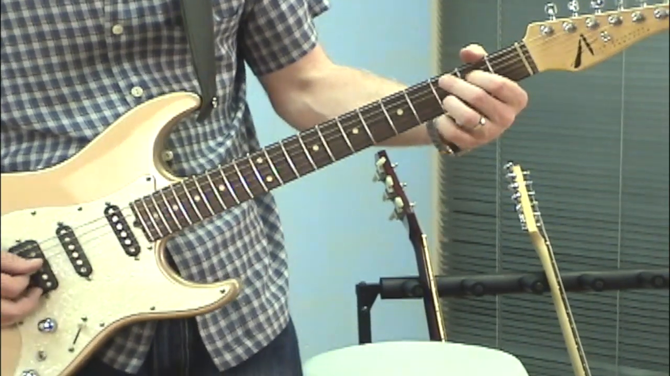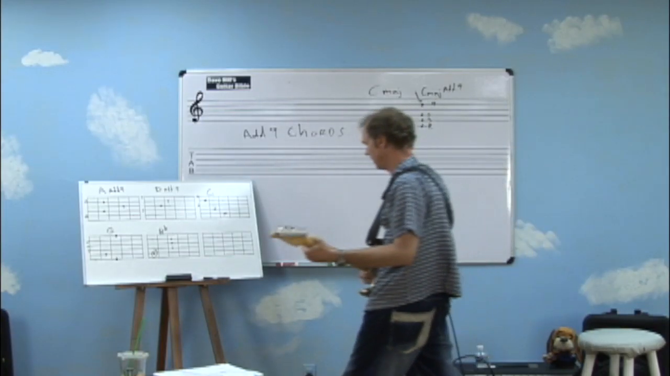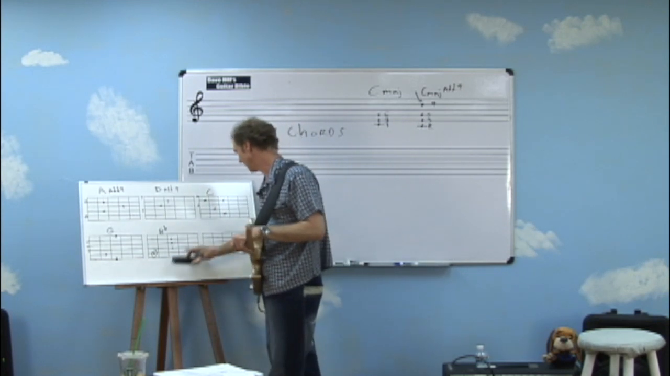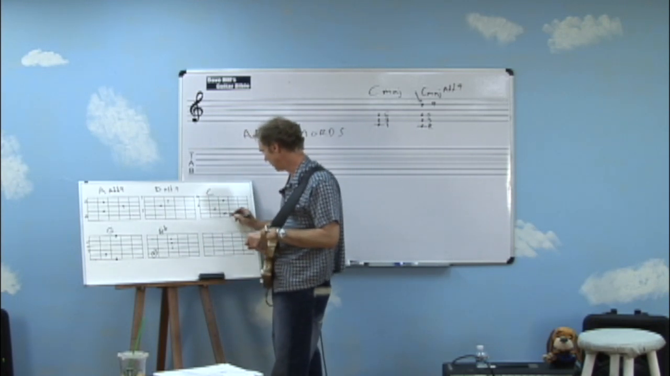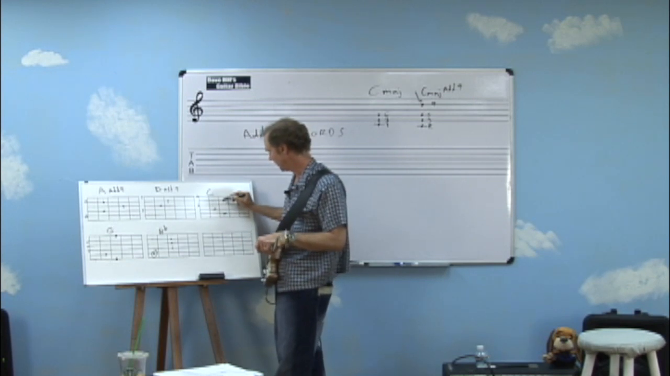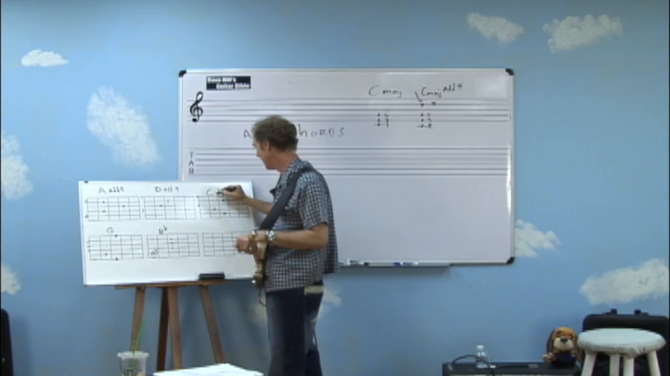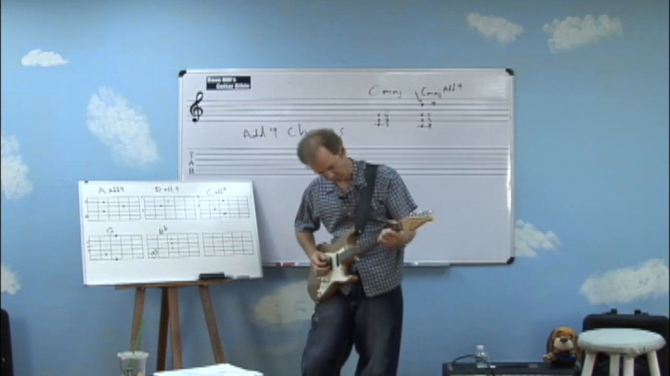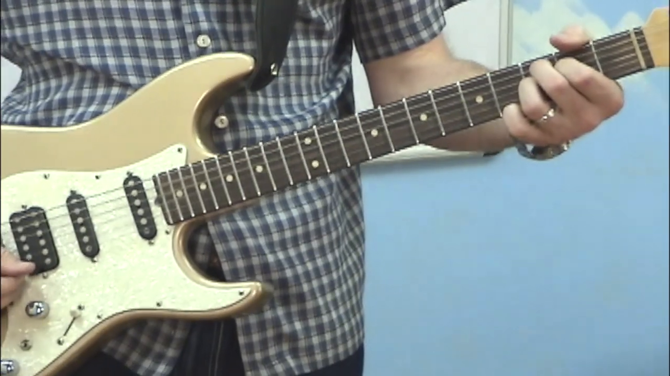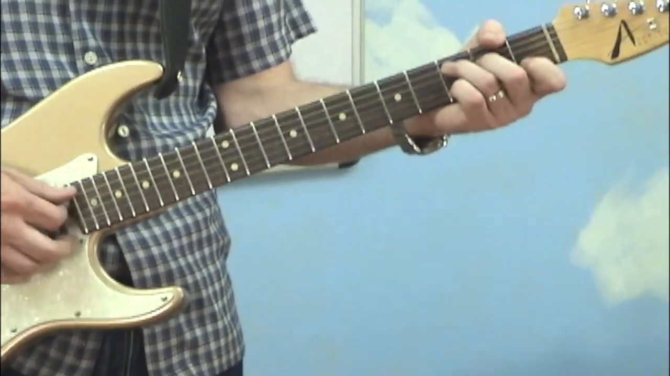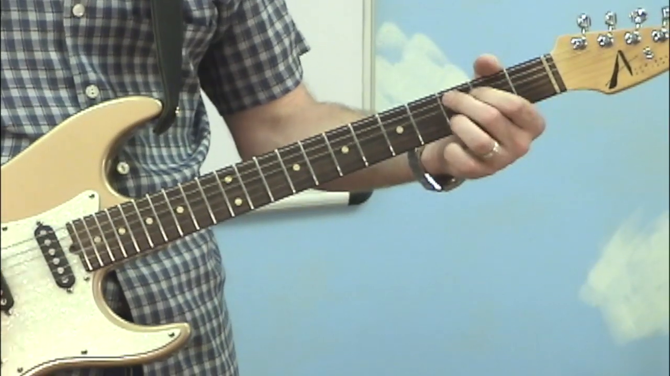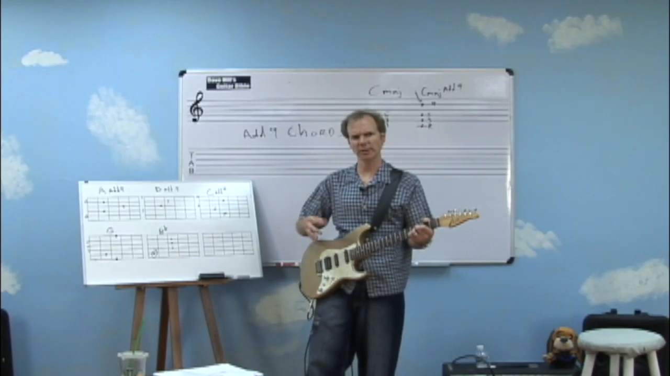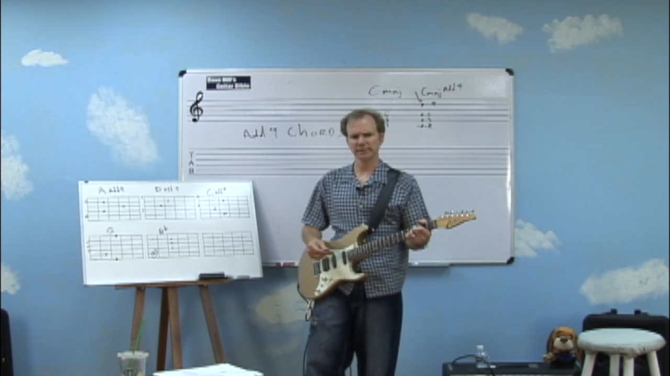And I'll just add it, instead of keeping the root here, I'll put it right over here. And now we've got root, third, fifth, and this is now the ninth. So it's add 9. Now listen to that. That's kind of cool too. Okay, here's what it started off sounding. Now we've got this. It just adds a little bit more color to it, and it just makes it sound more interesting.